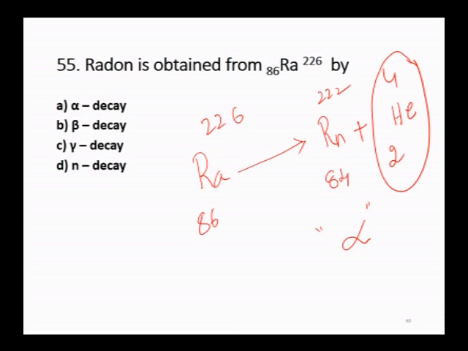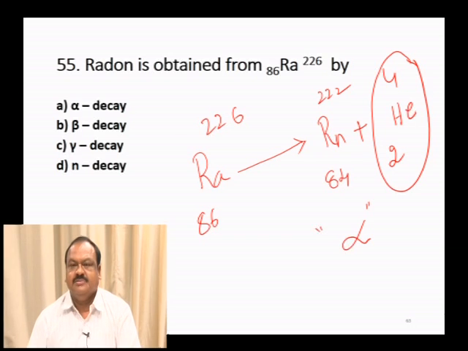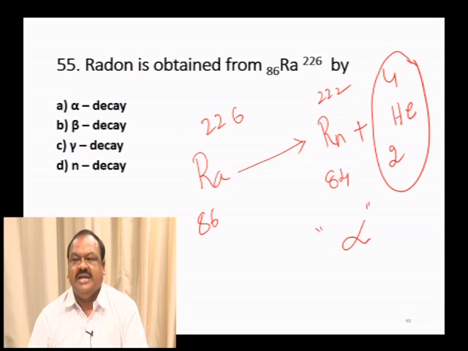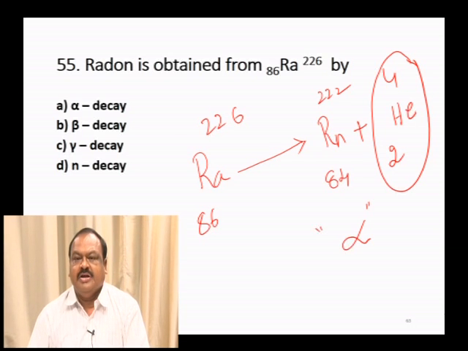This radioactivity is a special type of property, as you studied. The radioactive elements were discovered by Madame Curie. She got the Nobel Prize for this achievement. So, the suitable answer is A, alpha decay, which resembles the helium atom. It has mass 4 and charge 2.